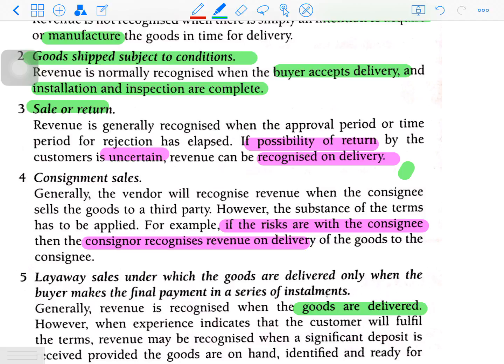However, when experience indicates that the customer will fulfill the terms, through past experience, if the customer will fulfill the terms, revenue may be recognized when a significant deposit has been received, provided the goods are on hand. Maknanya kalau through experience, this customer is a very good customer, you can trust him, you can recognize the revenue when a significant deposit is provided. Okay.